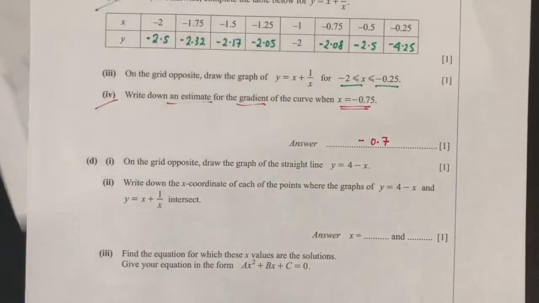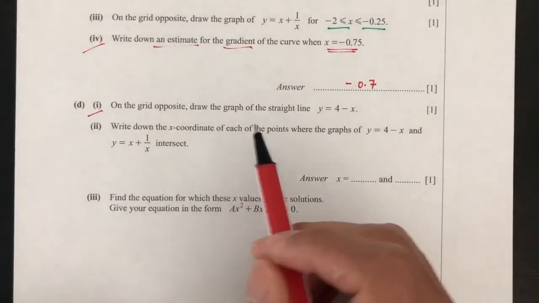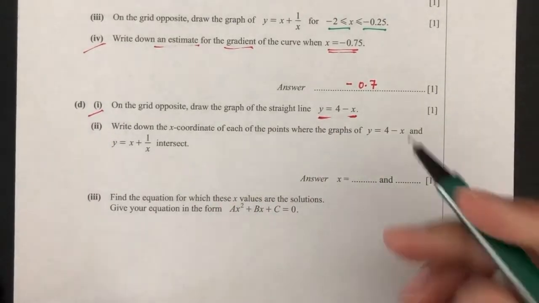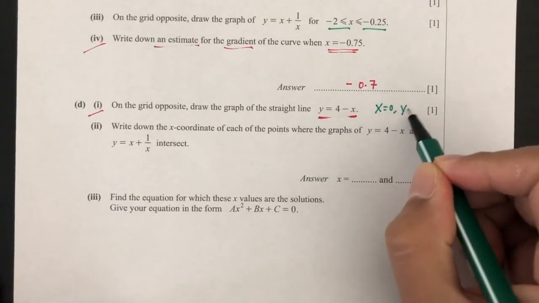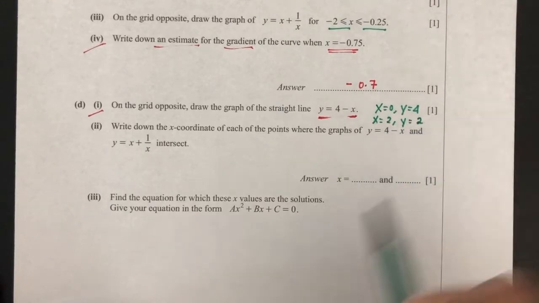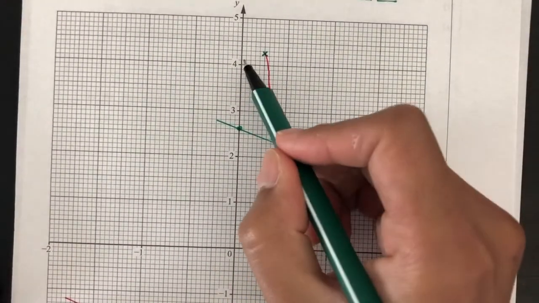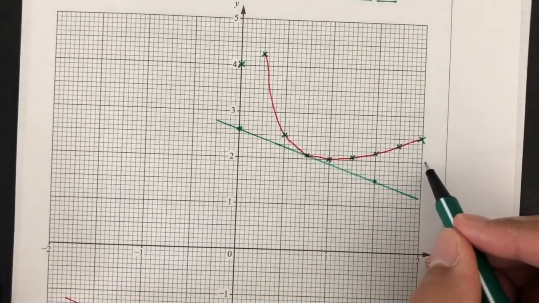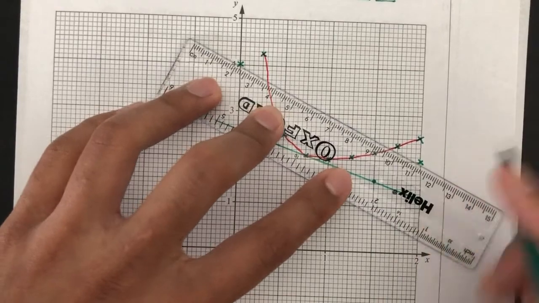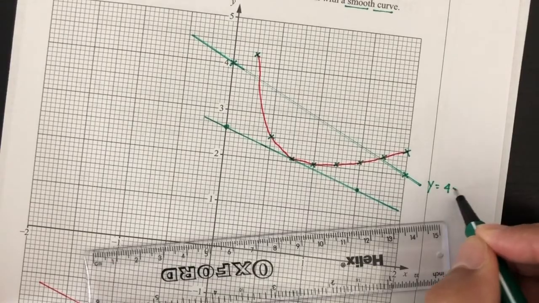Okay, let's look at the next one now. So part D, we have 1. On the grid opposite, draw the line y equal to this. So to draw the line, we have to find 2 points on the line. So first point will be at x equal to 0, y equal to 4. And the next one will be at x equal to 2, y equal to 2 as well. So let's draw that. So first point is 0, 4. So 0, 4 will be here. And 2, 2 will be right here. So let's connect these two to draw the line. So as you can see, this will be your line, the line y equal to 4 minus x.